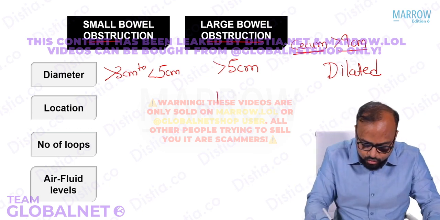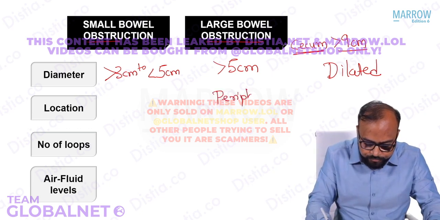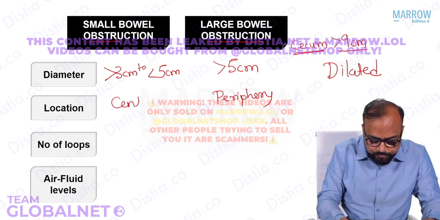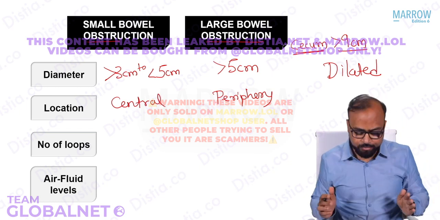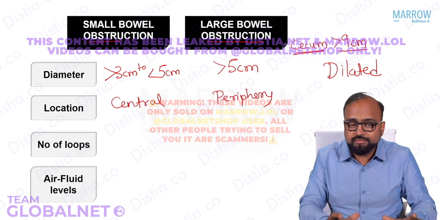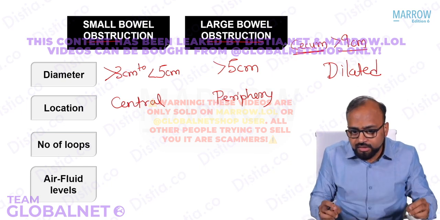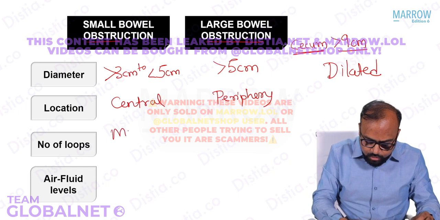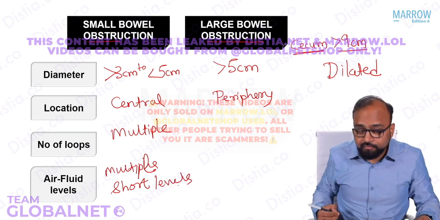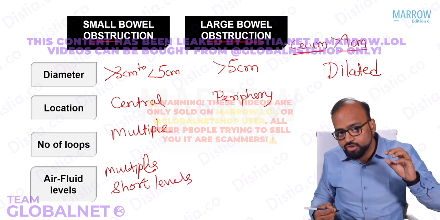So the large bowel is always located towards the periphery of the abdomen. Small bowel is located towards the central portion of the abdomen. Because the length of the small bowel is so long, when a small bowel loop gets obstructed, there are multiple loops with multiple and short air fluid levels.